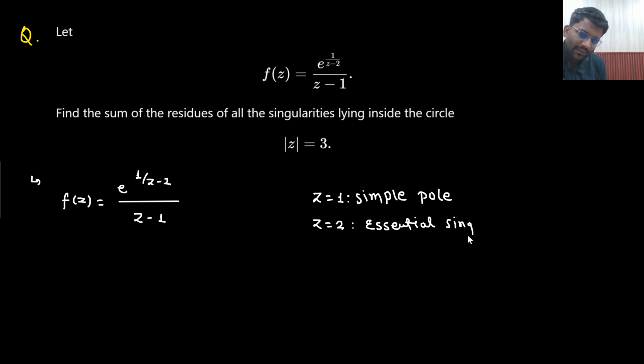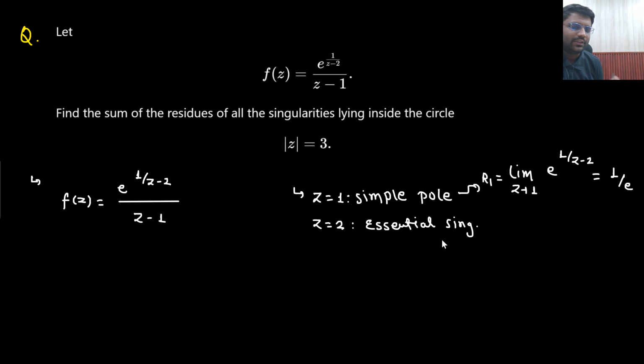Essential singularity. Can you find out R1 for this, the residue for this? Yes, sir. What will be the residue? That would be the limit z tending to 1, and this z minus 1 will get cancelled out because this is creating the problem, and simply I will put z equals to 1 here, e to the power 1 upon z minus 2. So z equals to 1 you will put here. What is the answer? 1 by e is the answer. So the residue with respect to z equals to 1 is 1 by e.